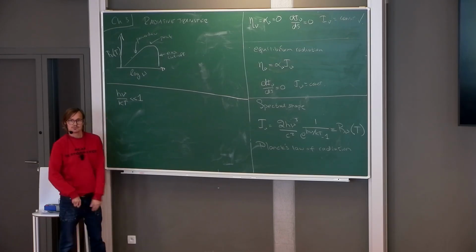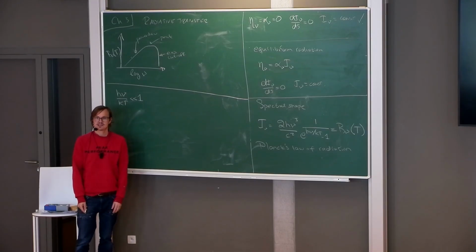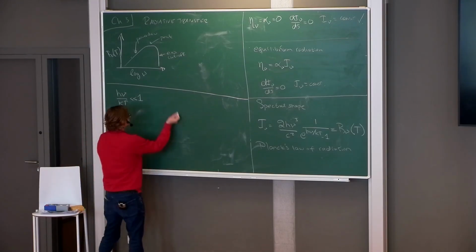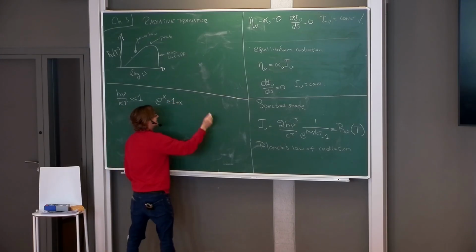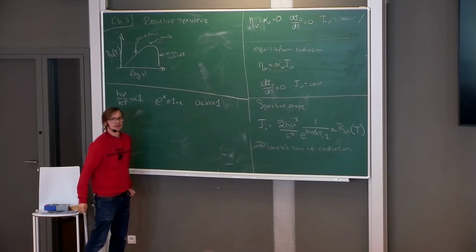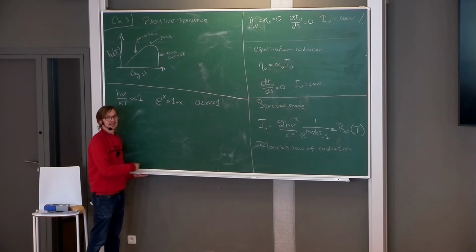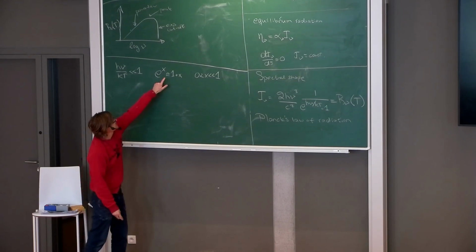Now, in this regime, we can apply a Taylor expansion, and if it's one Taylor expansion that you need to know in this course, it's this, that e to the x is approximately 1 plus x if 0 is smaller than x, and it's much, much smaller than 1. Okay? This will come back both here and then in the radiative transfer equation, etc. So that's a Taylor expansion.